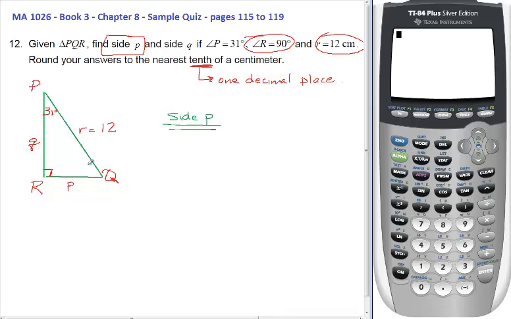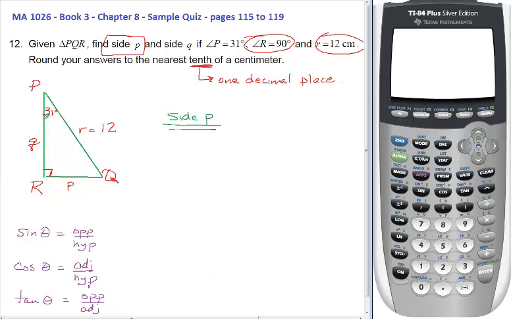Alright, well the first thing I do is decide what I'm going to use. Am I going to use the sine of an angle, which is opposite over hypotenuse? And you should know these by heart. Am I going to use cosine of an angle, which is adjacent over hypotenuse? Or will I use tangent of the angle, which is opposite over adjacent? So which one are you going to use?